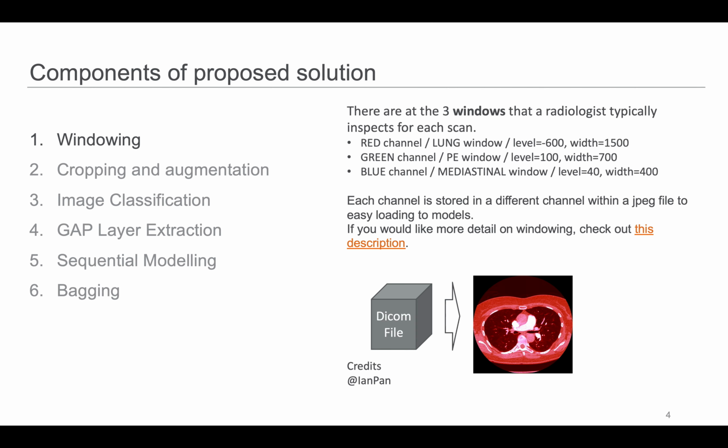The windowing approach was done by going through each of the CT scans and windowing over the lung, PE and mediastinal windows. Each of these was mapped to a certain channel within a JPEG image, which was saved to disk. The credits here really go out to Ian Pan. I put up a link to his solution. I'm not sure if you can click on the link, but you can definitely go to the discussion forum and check out what he said there.